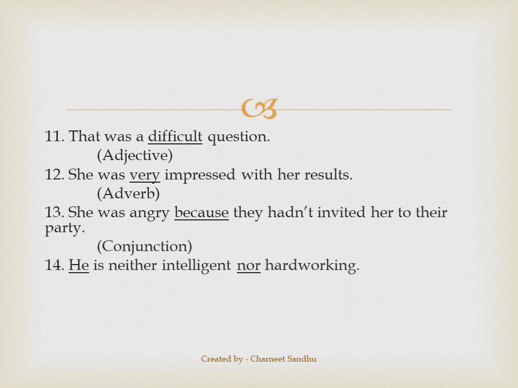The next one. In this sentence, you see two words have been underlined. So you have to tell which part of speech does he belong to and which part of speech does nor belong to. He is a pronoun and nor is a joining word. So it is a conjunction.